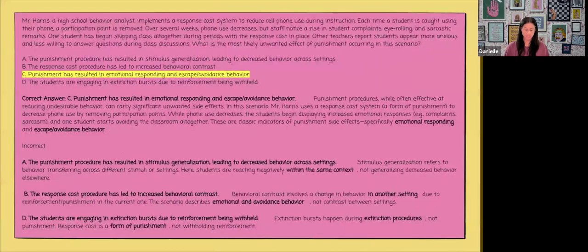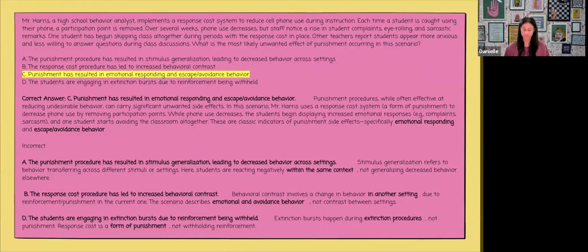Okay, the answer here is going to be C. You are all correct. So the correct answer is punishment has resulted in emotional responding and escape and avoidance behaviors. So punishment procedures, while often effective at reducing undesired behaviors, can carry significant unwanted side effects.